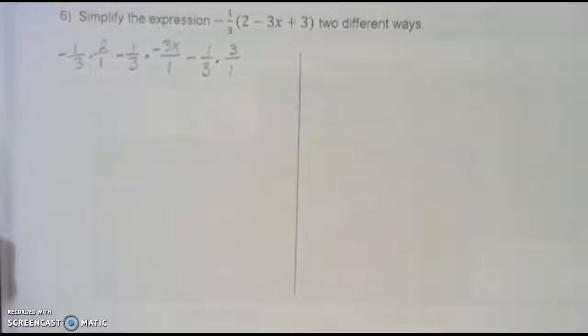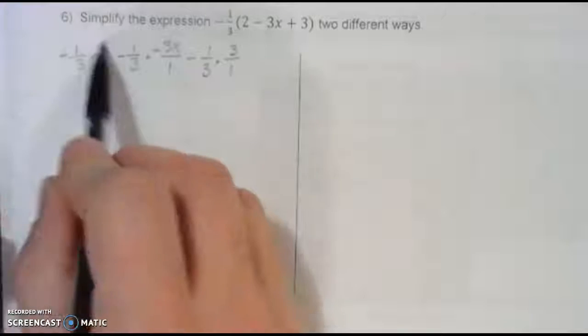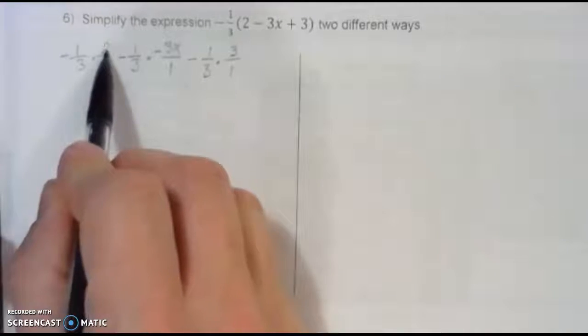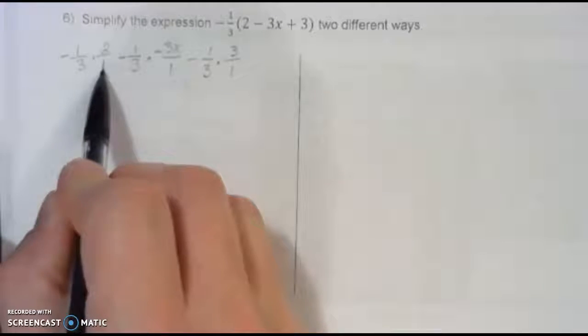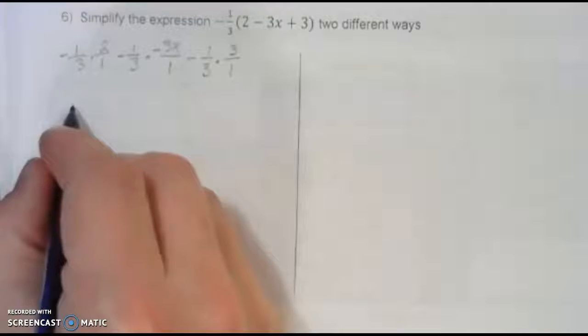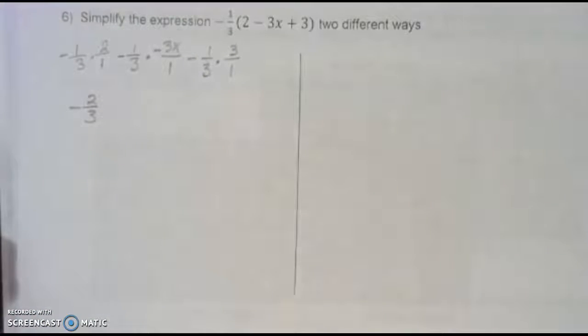Okay, and so now I'm going to go ahead and do my multiplications. Negative 1/3 times 2 over 1. Nothing simplifies, so I'm just going to multiply. All right, 1 times 2 is 2. 3 times 1 is 3. Negative times positive is negative, so this is going to be negative 2/3 as our first term.